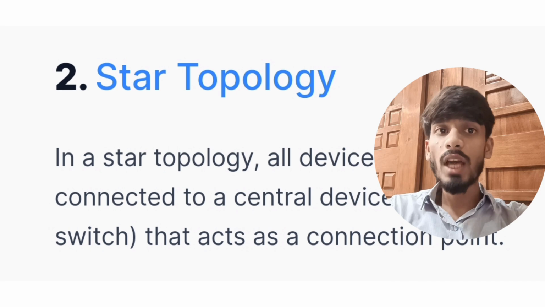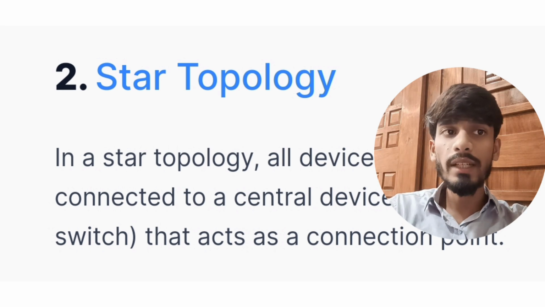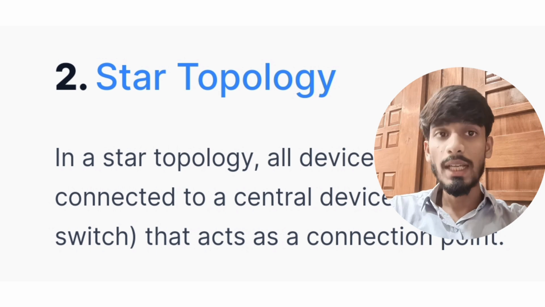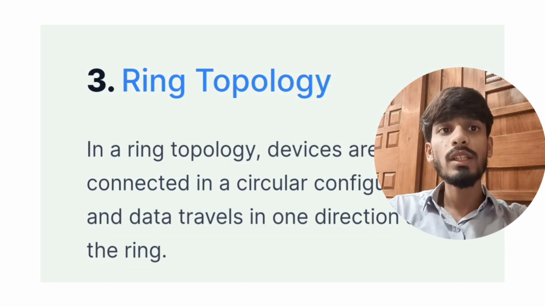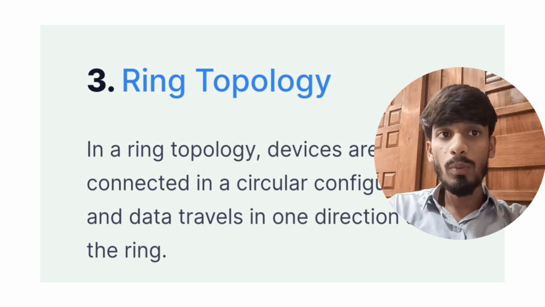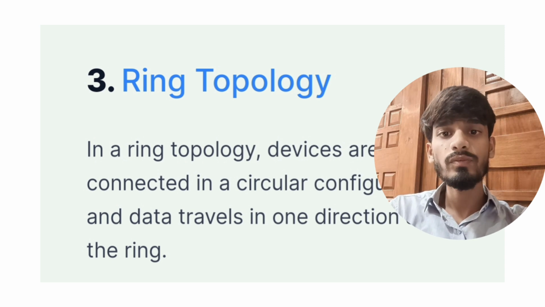Second one is star topology. In a star topology, all devices are connected to a central device, hub or switch, that acts as a connection point. Next is ring topology. In a ring topology, devices are connected in a circular configuration and data travels in one direction around the ring.